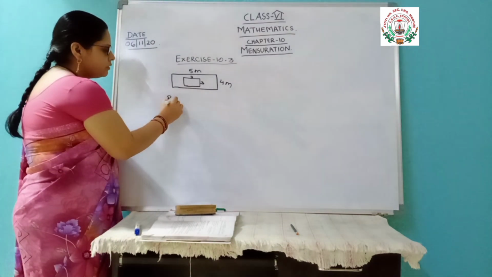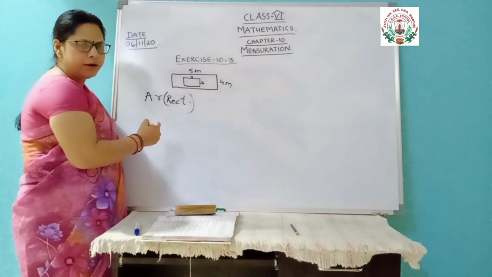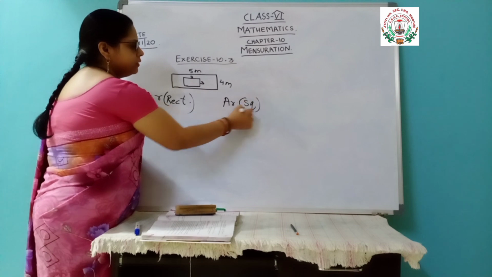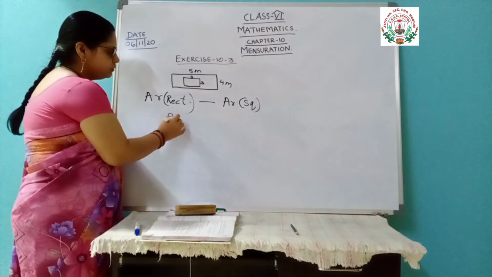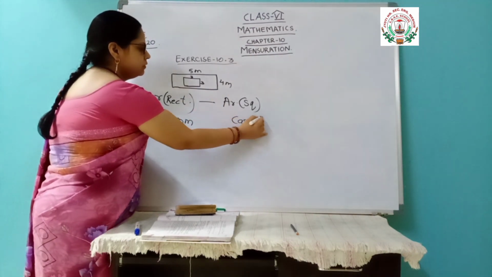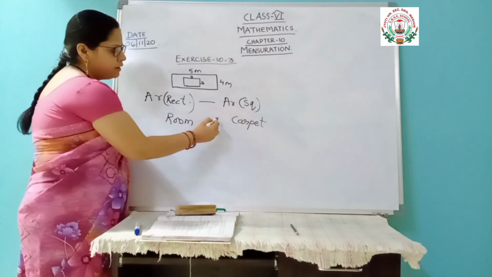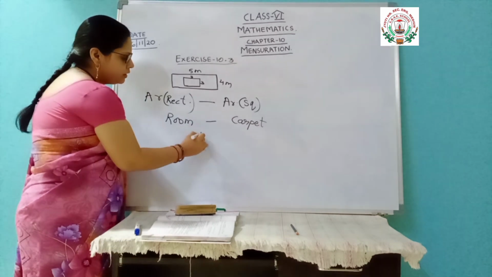So first we will find out the area of the rectangle. You will find out the area of the rectangle, and the area of the square, and then you will subtract. The area of the rectangle is of the room and the area of the square is of the carpet. So from the area of the room, you will subtract the area of the carpet. That remaining part will be not carpeted.